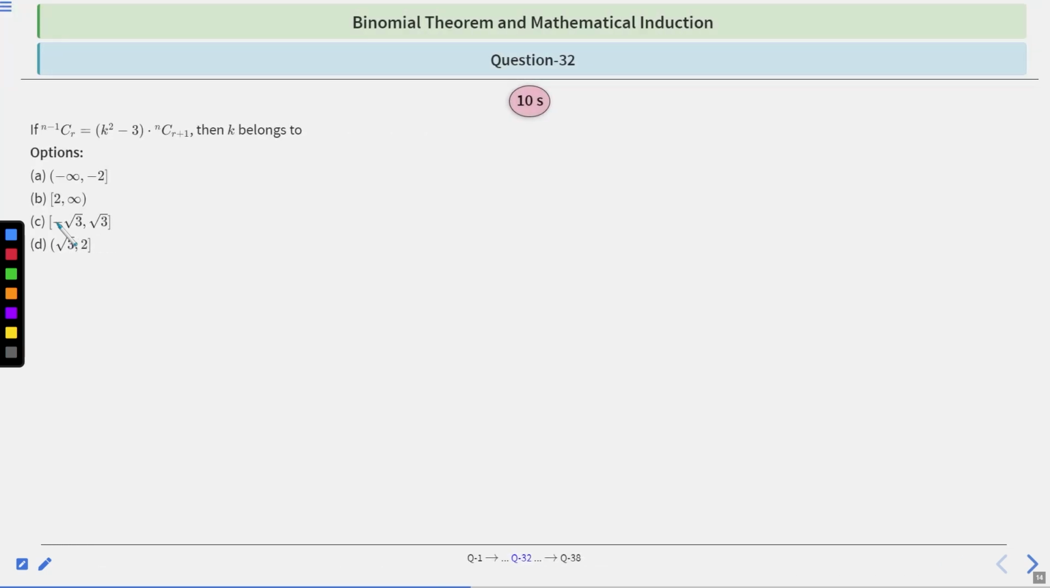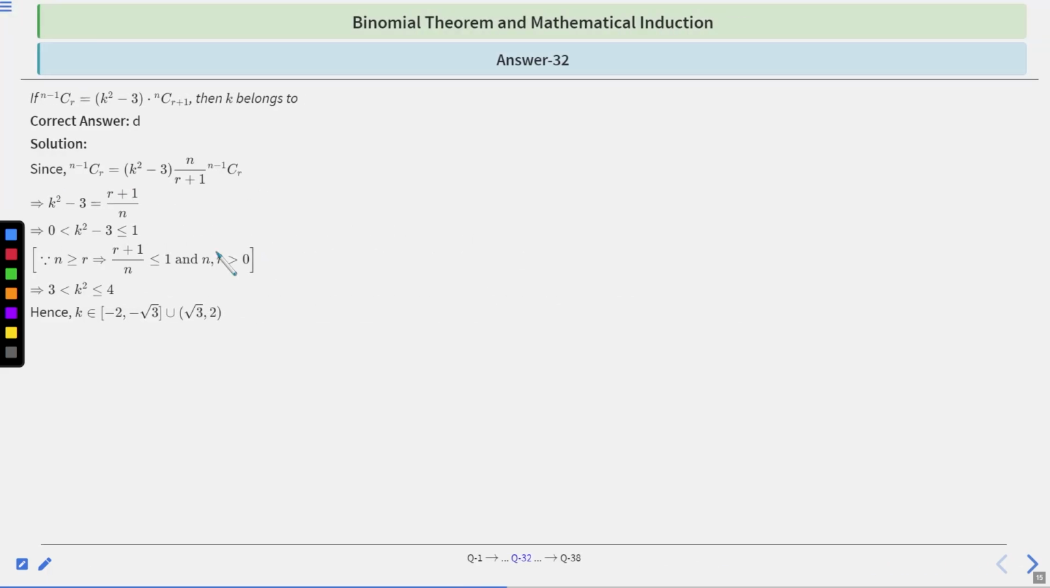Question number 32. It says, if n−1Cr is equal to (k² − 3)·nCr+1, then k belongs to. So again, you have 10 seconds to solve this question. After 10 seconds, we will discuss the solution. Okay, let's move to the solution part.